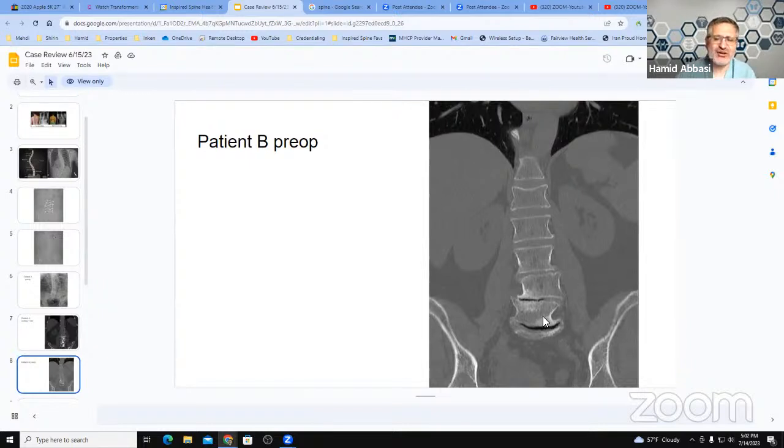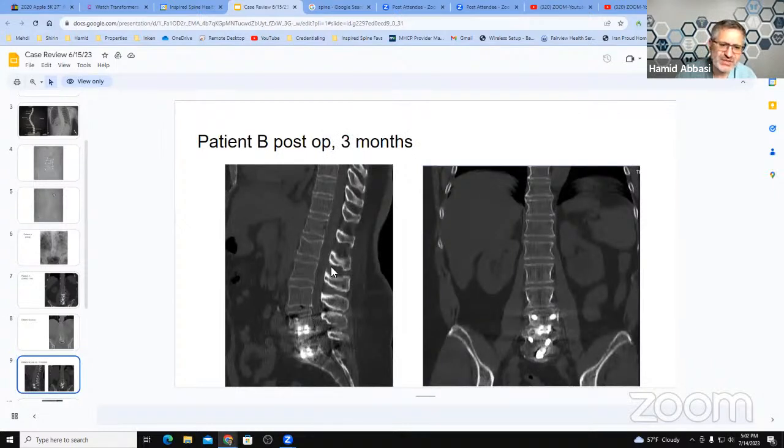A disc is like a tire of a car, and I compare that to my patient like you have a flat tire and now you're driving on the rim, and the rim has changed. Here you see the so-called sagittal and coronal view in the CT of the lumbar spine. And you see again, bone is growing.